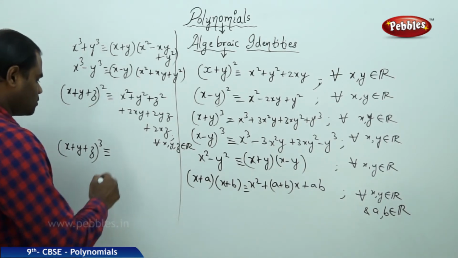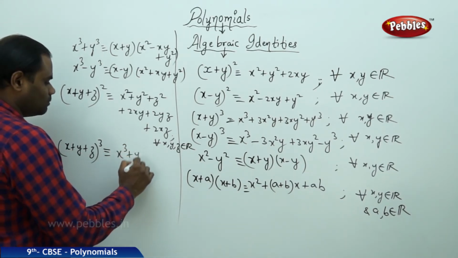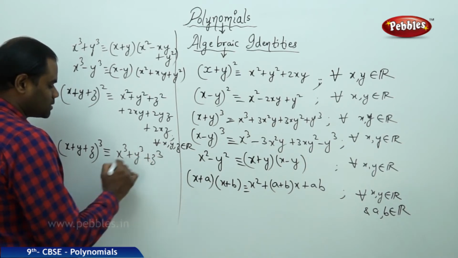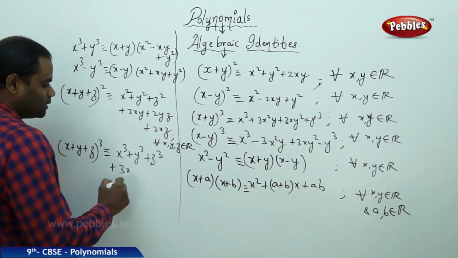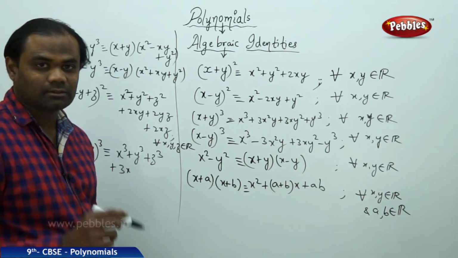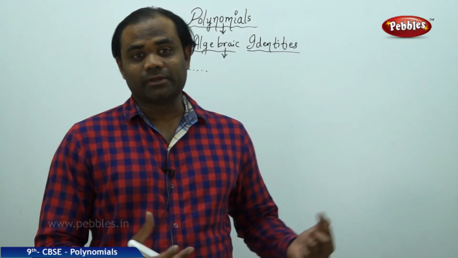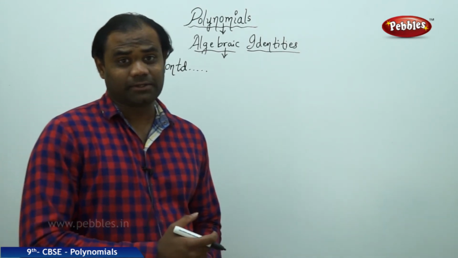This also has its own property: a cube plus b cube plus c cube plus 3ab into a plus b plus c. Now let's see the continuation of the algebraic identities.